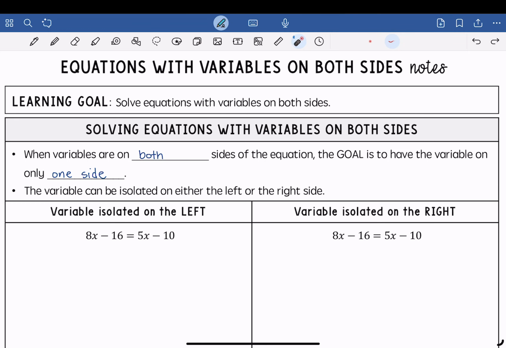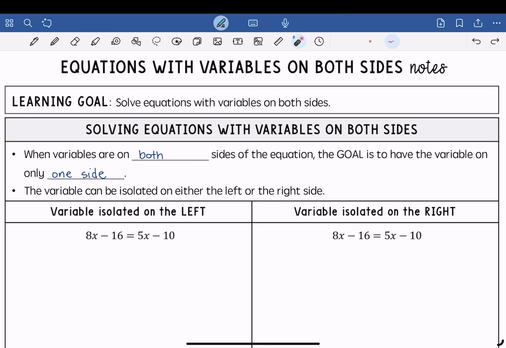Equations with variables on both sides notes. So the learning goal is to solve equations with variables on both sides. When variables are on both sides of the equation, the goal is to have the variable on only one side. The variable can be isolated on either the left or the right side.